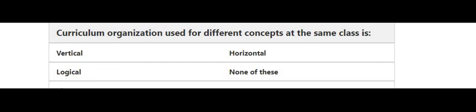Curriculum organization used for different concepts at the same class is: vertical, horizontal, logical, none of these? Correct answer is horizontal.